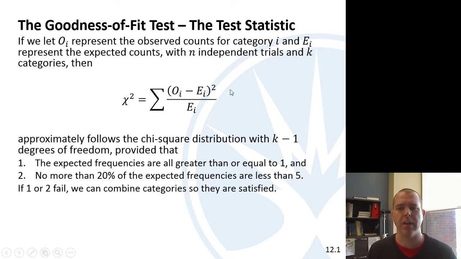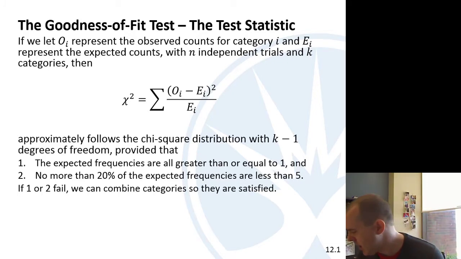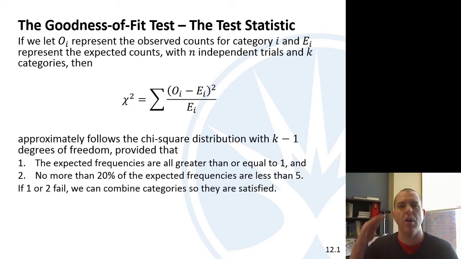We're going to use StatCrunch to calculate this, but it takes all the observed values minus the expected values, squares them, and divides by the expected values. And it follows that chi-squared distribution that we've used before. There are some criteria. All the expected frequencies have to be greater than 1, and no more than 20% of the expected frequencies have to be less than 5. So what they can do, if some of these fail, if you have a category that has less than 5, and if you look here, ours are all good. None of our expected values are less than 5. But if they were, you could just combine a couple of categories.